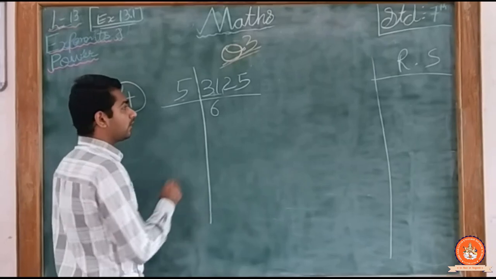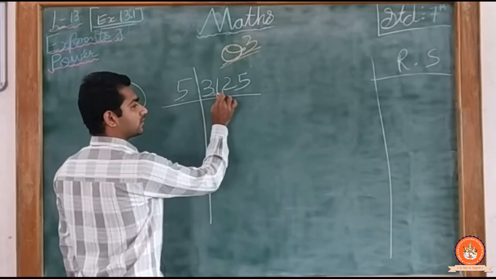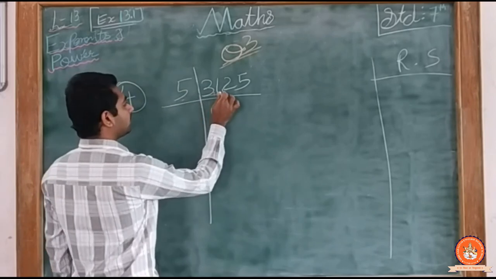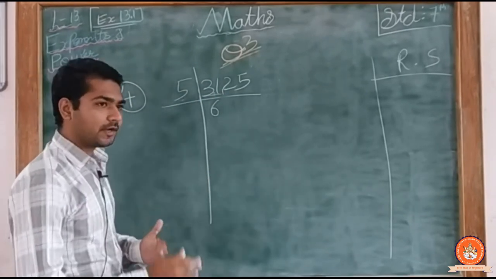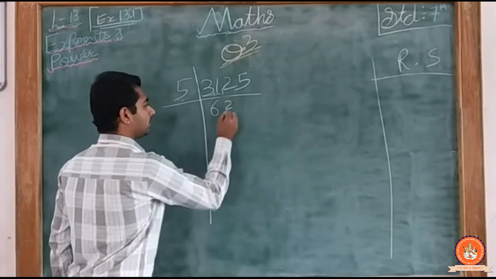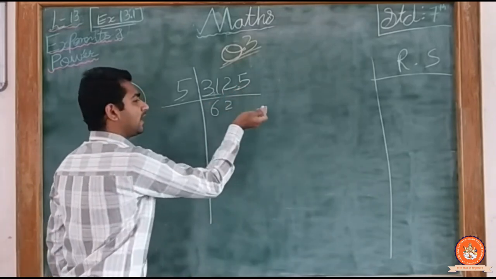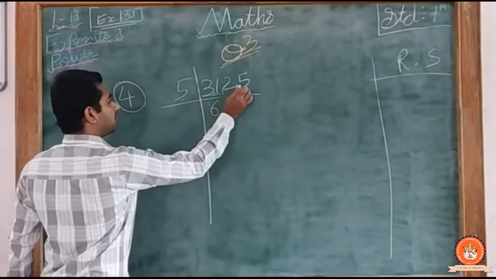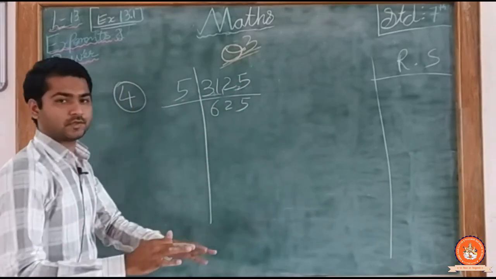5 6s are 30. Okay, here is 31, so we will add 1 here, so it becomes 31. Now here is 12. So 5 1s are 5, 5 2s are 10, 5 3s are 15. So 5 2s are 10. We want 12, so we will add 2 here behind 5. So it becomes 25. 5 5s are 25. Done.